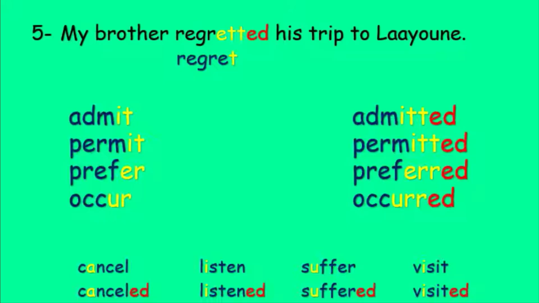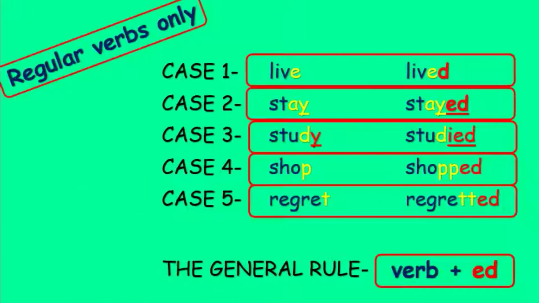So you say cancel, cancelled, listen, listened, suffer, suffered, visit, visited. So let's look at the 5 cases. Case number 1, the verb has E at the end. So we add D only. Live, lived.